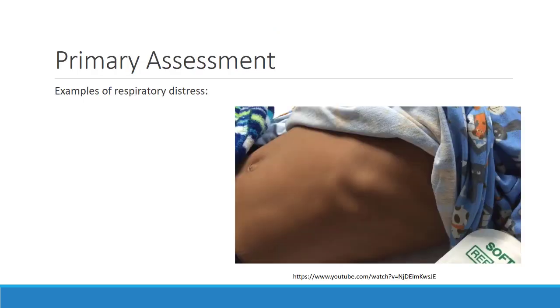So we're going to watch a video here. This is an example of respiratory distress, and there will be sound in the video, so I'll let the video talk for itself.